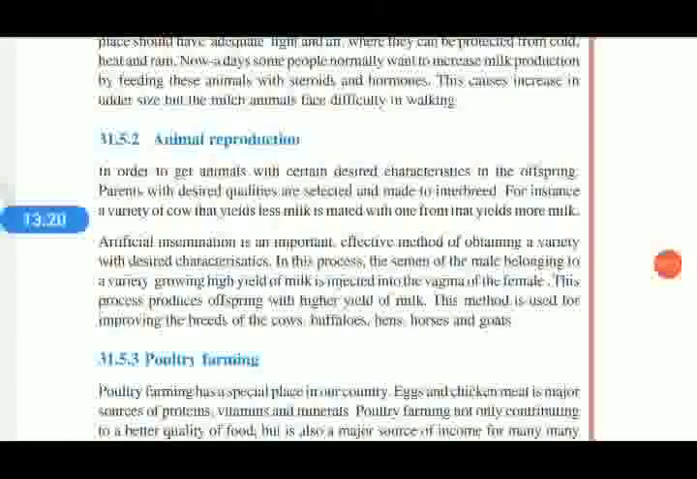Animal reproduction. In order to get animals with certain desired characteristics in the offspring, parents with desired qualities are selected and made to interbreed. And also artificial insemination is available now. It also offers high quality offspring.